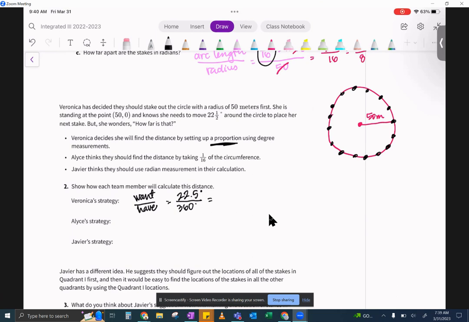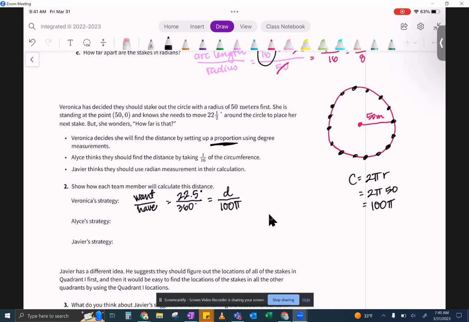Equals to, so again, she's wondering how far to place her circles. Okay, so then this is going to be the distance that we don't know. We don't know how much that is, divided by our circumference of our circle. And again, circumference is equal to 2 pi r. So that's going to be equal to 2 pi times 50, which is 100 pi, okay?